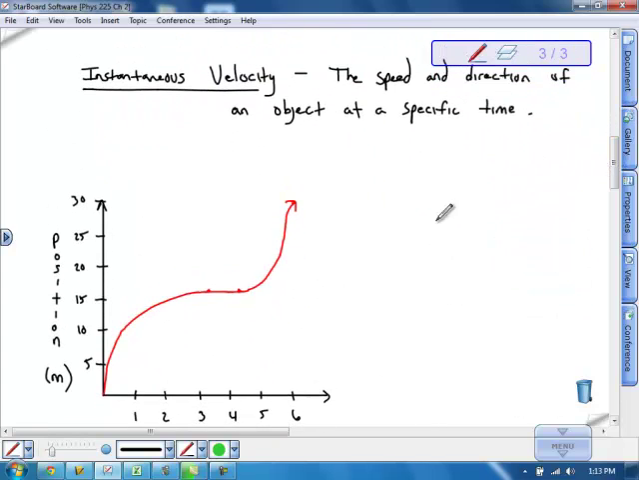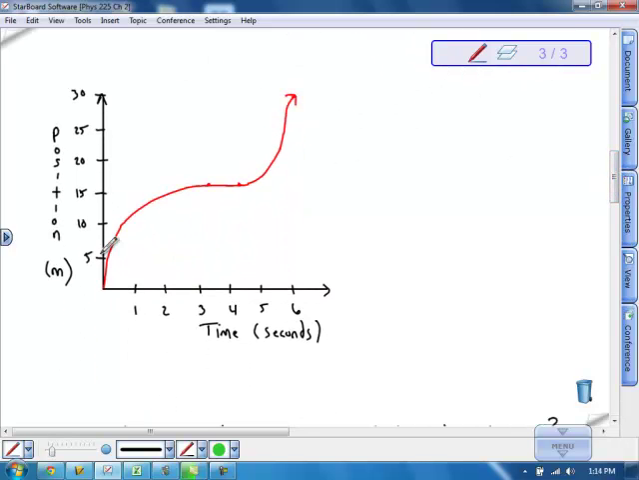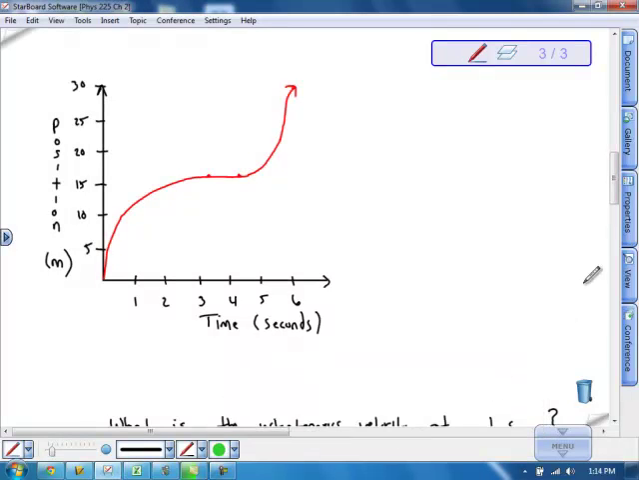All right, instantaneous velocity is different than average velocity. The speed and the direction of the object could change at a specific time. All right, so here's an object that over time it gains position, and then it seems to slow down, comes to a stop, and accelerates again, and gains more position. We can ask some questions about it.